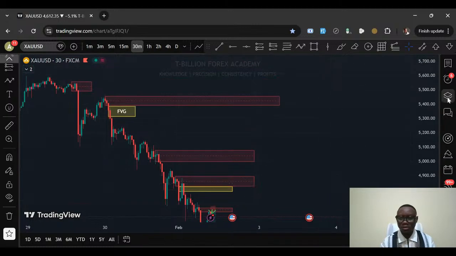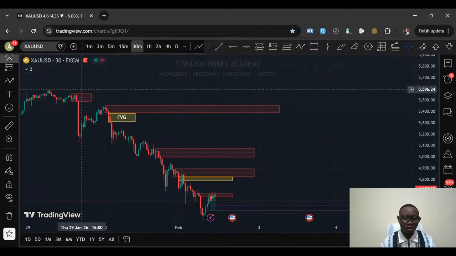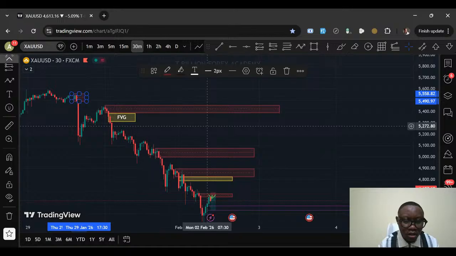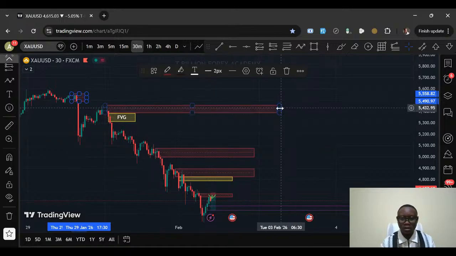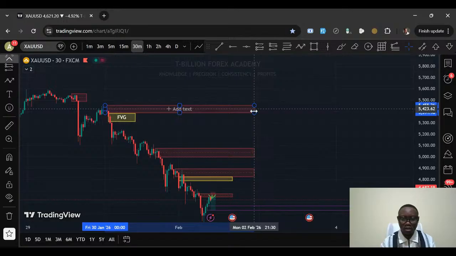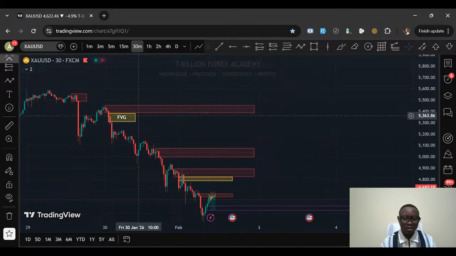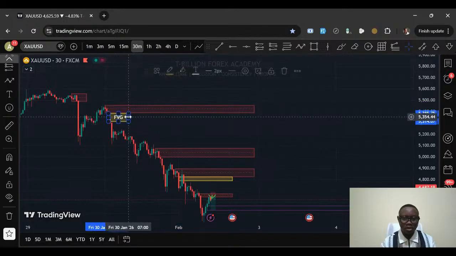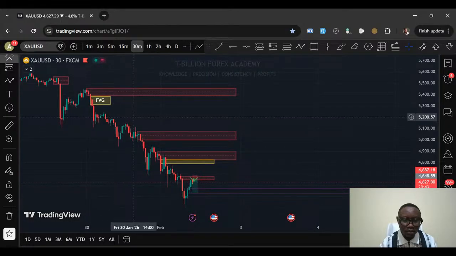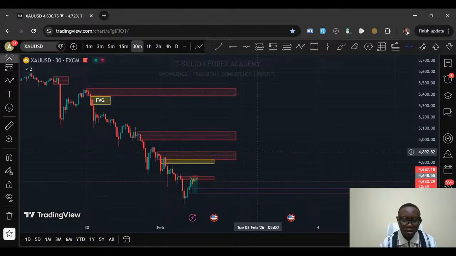Okay, so on the 30-minute time frame, we have this which we've minimized, and we have this. This is our FVG. Now leave it as it is. No refinement here. Leave it as it is. Let's just adjust this a little. Okay. So this has been mitigated.